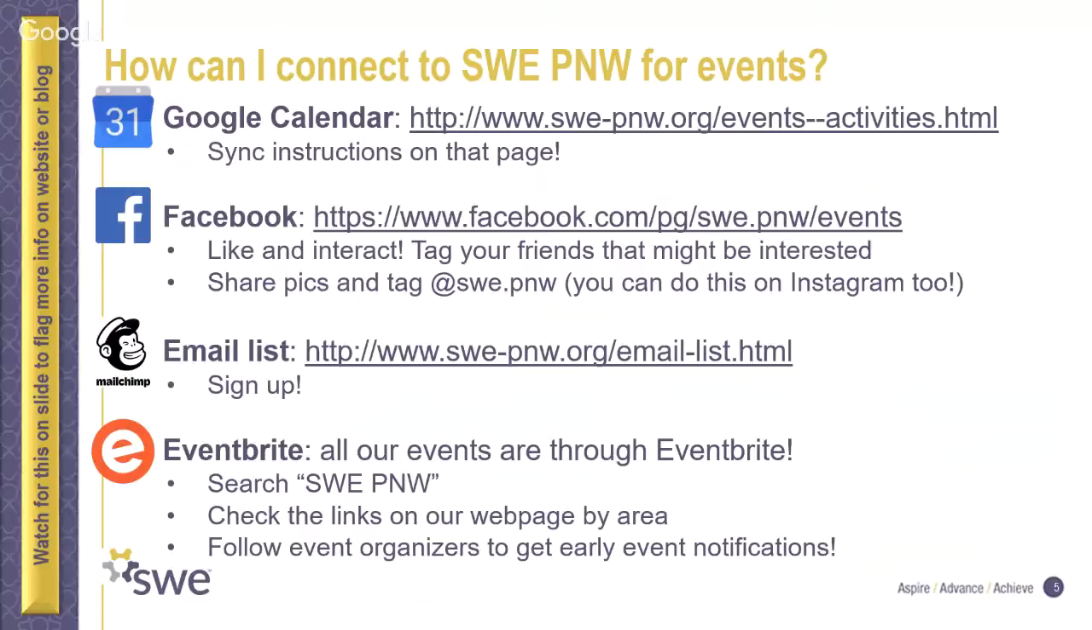The other really neat thing is that we run all of our events, both paid and free, through Eventbrite. And you can find every event that we do by searching SWE PNW. You'll have different organizers there. You'll see things for professional development, social and networking, our section operations, and you can check all of those links out. And the really neat thing is that if you follow the event organizers, all of the SWE PNW ones, when an event gets published, you'll actually get a notification from Eventbrite in your inbox. So that is probably the fastest way that you would see our events coming down the pipeline, is to make sure you follow those organizers.